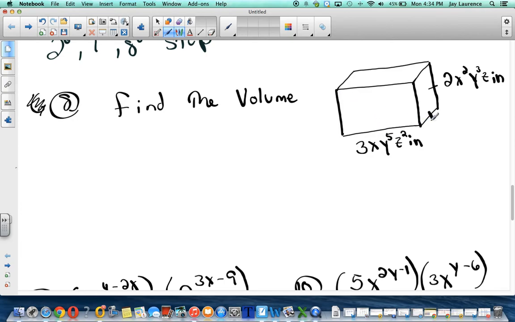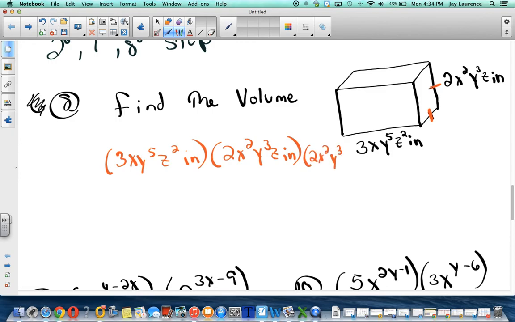All right, I need the volume of this rectangular prism, which means I'm going to multiply the length, width, and height to get the volume. So I'm going to have 3x y to the fifth z squared inches, multiplied by 2x squared y cubed z inches. But what are these little marks here? That means these two sides are the same. So I'm going to have to multiply by another 2x squared y cubed z inches.